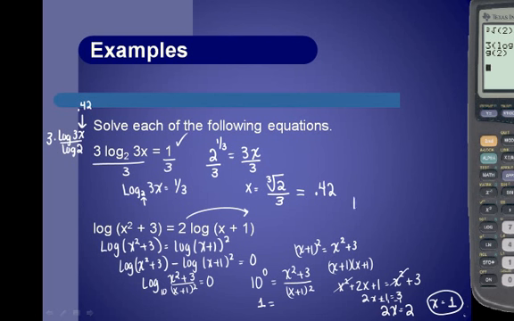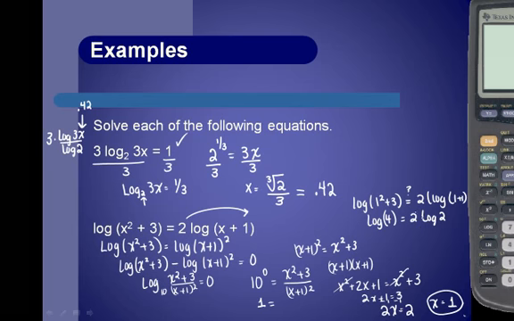Now to check that, that would be the log of 1 squared plus 3, and we're trying to decide if that equals 2 times the log of 1 plus 1. Well, that's the log of 4. Does that equal 2 times the log of 2? Well, remember the exponent rule that says you can take the number out front and that becomes the exponent, so we would get the log of 4 is equal to the log of 4. That checks. A lot of work, but we got a solution of x is equal to 1.